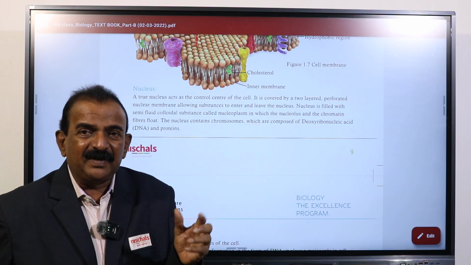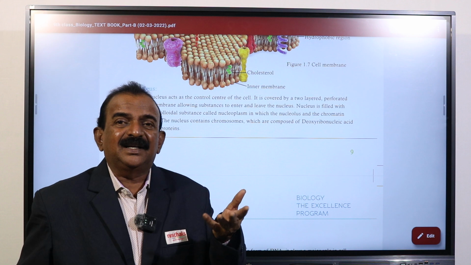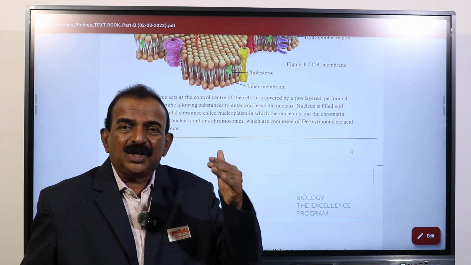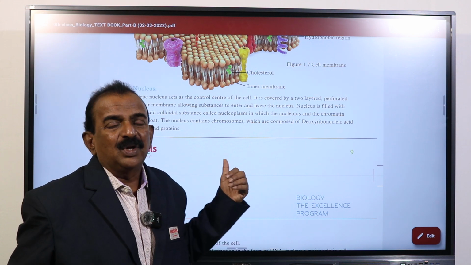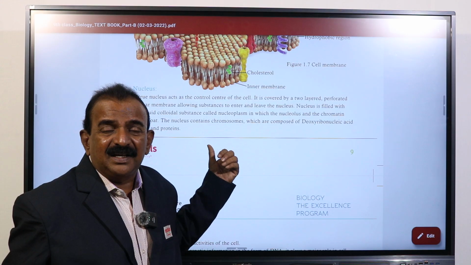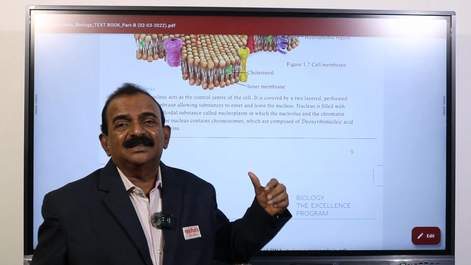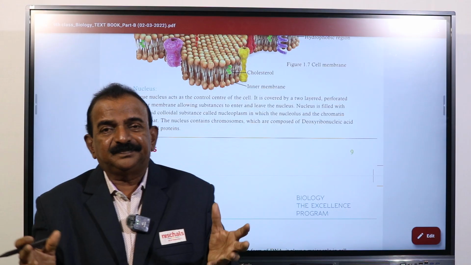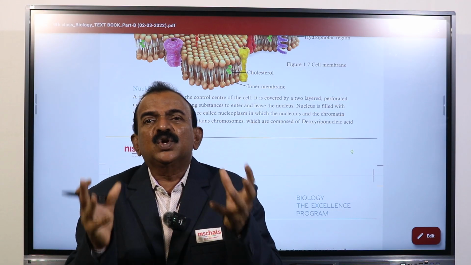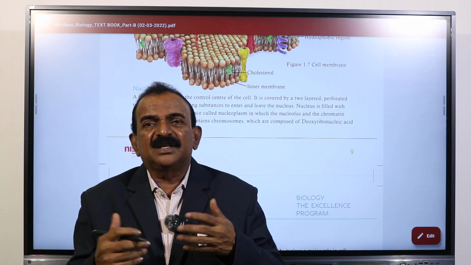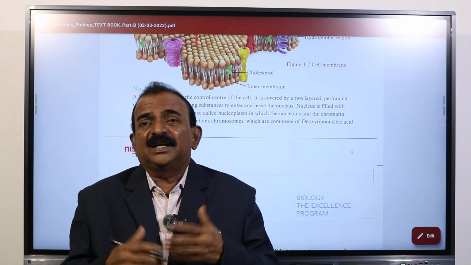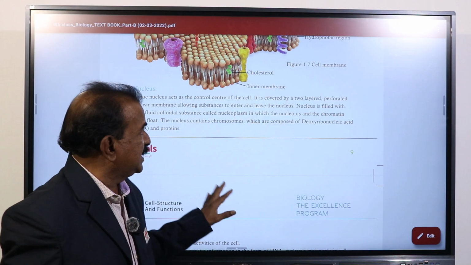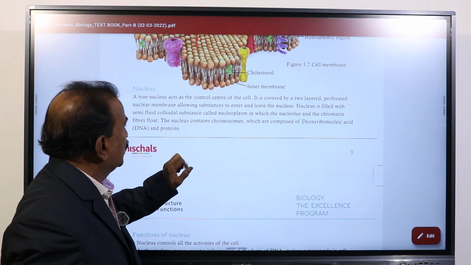So that is the difference between the prokaryotic genetic material and the genetic material present in eukaryotes, which has a nuclear membrane consisting of nucleoplasm, and the nucleoplasm consists of the nucleolus and also some proteins. So that is the brief description about the nucleus.